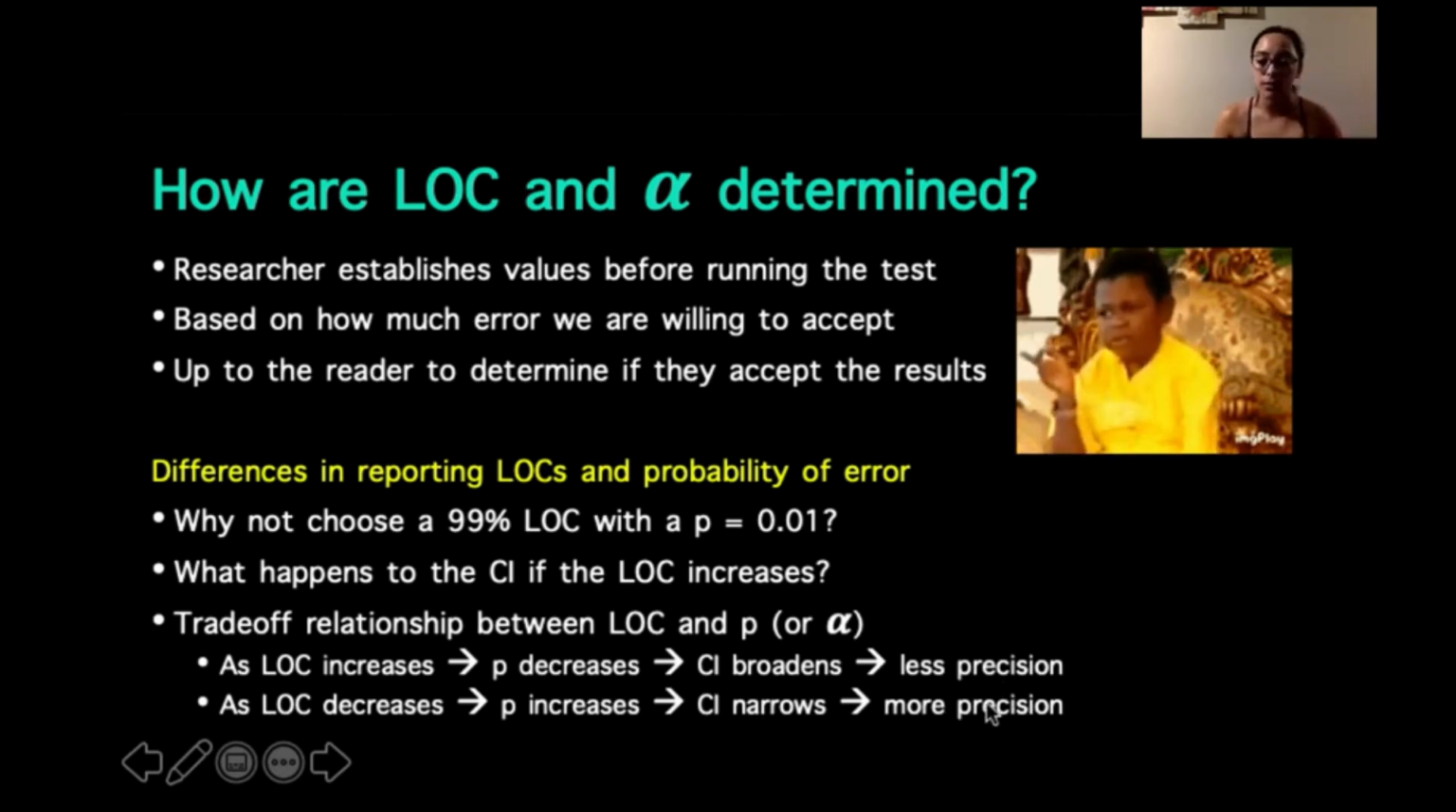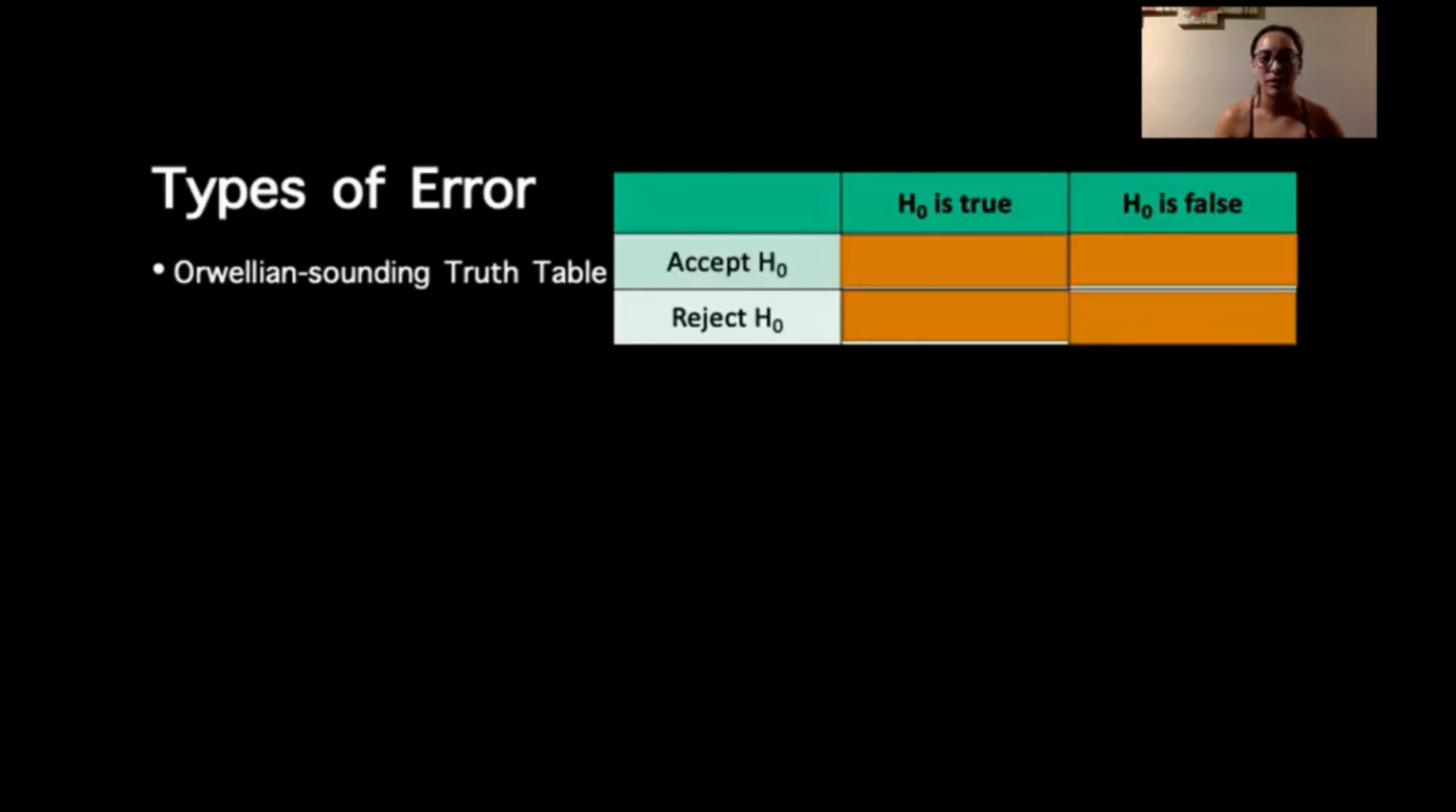Again, it's up to you as the researcher as to what you're trying to accomplish. But it's good to know the side effects of everything, which is why 95 is kind of a nice sweet spot for most people. And that brings us to talk about the types of error that we can have.